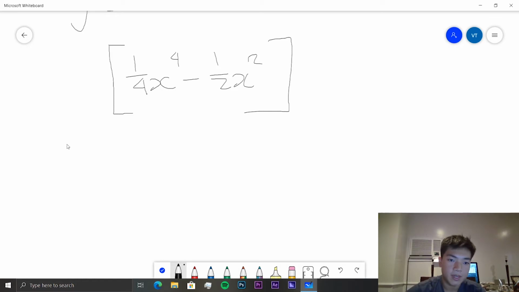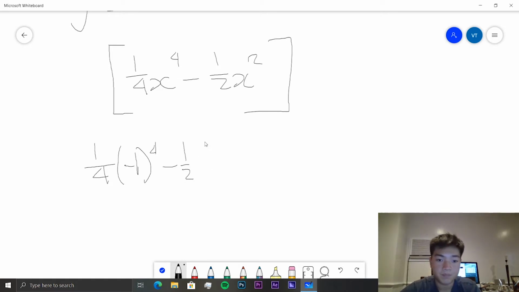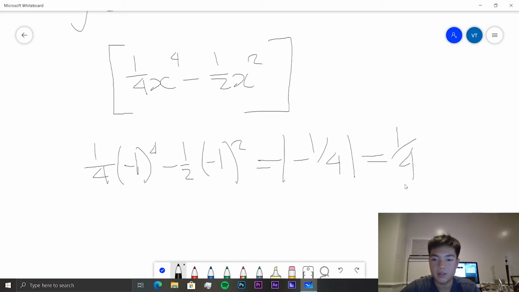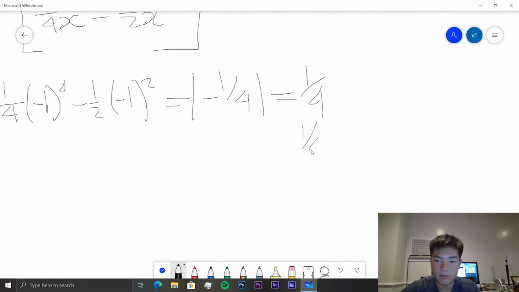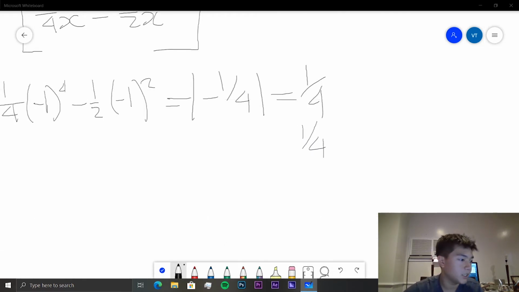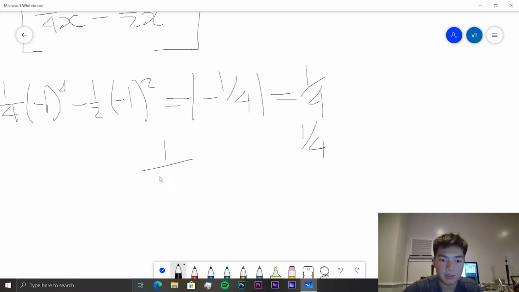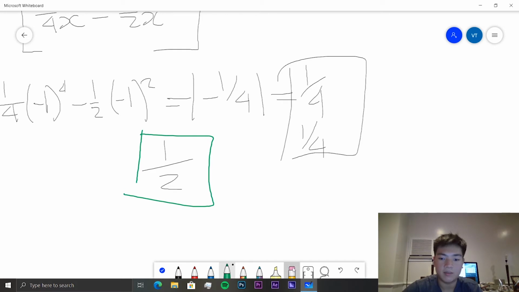So between negative 1 and 0, this will be 1/4 times negative 1 to the 4 minus 1/2 times negative 1 squared. So this will equal 1/4 minus 1/2, otherwise negative 1/4. But we have the absolute value, so this will equal 1/4. And similarly, if we do it above 0, we should also end up with 1/4. So I think the area enclosed by the graph is equal to 1/2. 1/4 plus 1/4 is 1/2. So that should be the answer.